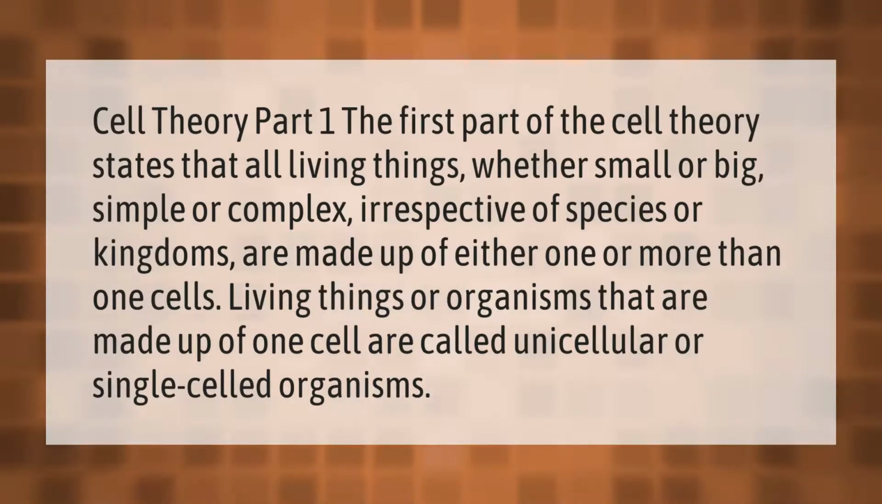Cell Theory Part 1. The first part of the cell theory states that all living things, whether small or big, simple or complex, irrespective of species or kingdoms, are made up of either one or more than one cells. Living things or organisms that are made up of one cell are called unicellular or single-celled organisms.